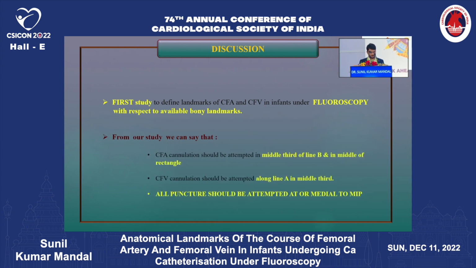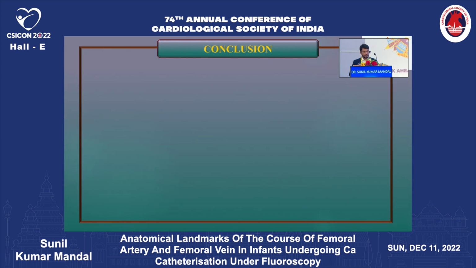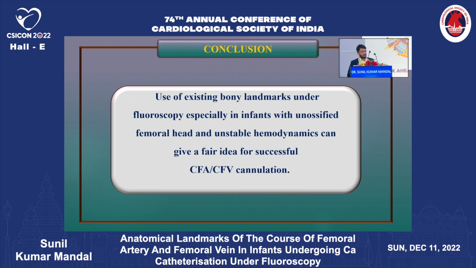So from our study, we can conclude that common femoral vein cannulation should be attempted in the middle third of line B, in the middle of the rectangle. The common femoral vein lies along line A in the middle third, and all punctures should be done medial to this. The use of existing bony landmarks under fluoroscopy, especially in infants where the femoral head is not ossified and hemodynamics are unstable, can give a fair idea. Thank you.